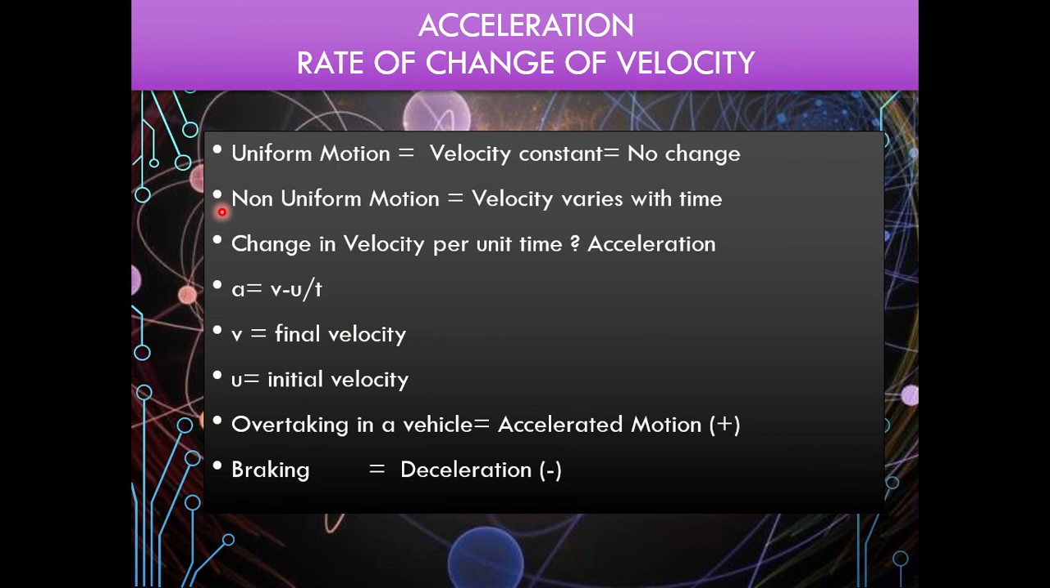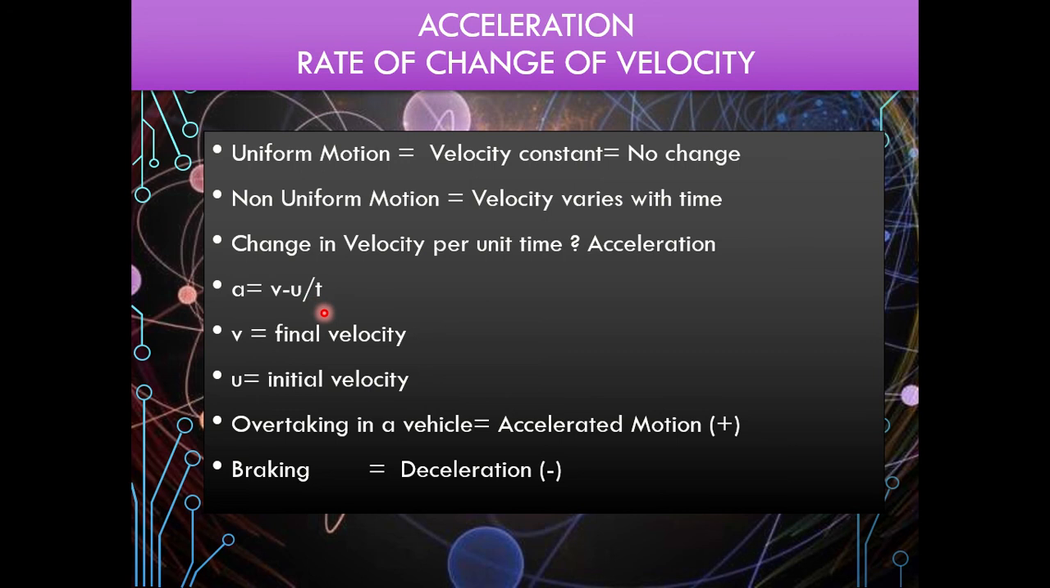So you have to slow down at some point and you have to go fast at some point. So the velocity, the speed varies with time. The change in velocity per unit time is called acceleration. Acceleration, small a, can be defined as v minus u, where v is the final velocity and u is the initial velocity, divided by the time taken.